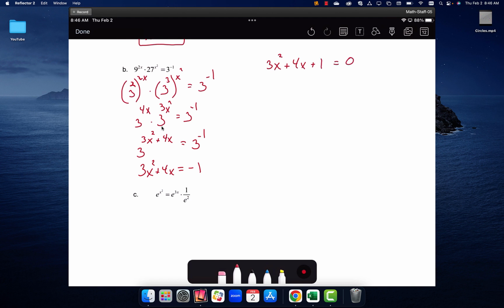At this point, you can choose whatever method you prefer. You can try factoring using the AC method. You can try the quadratic formula. It doesn't matter. I'm going to try the AC method to see if it works. A times C is 3. We need two numbers that multiply to 3 and add to 4. That will be 3 and 1. So we have 3x squared plus 3x plus x plus 1 equals 0. Factor by grouping.